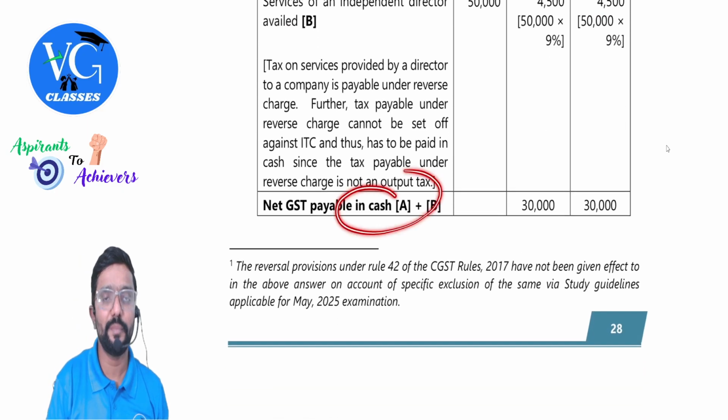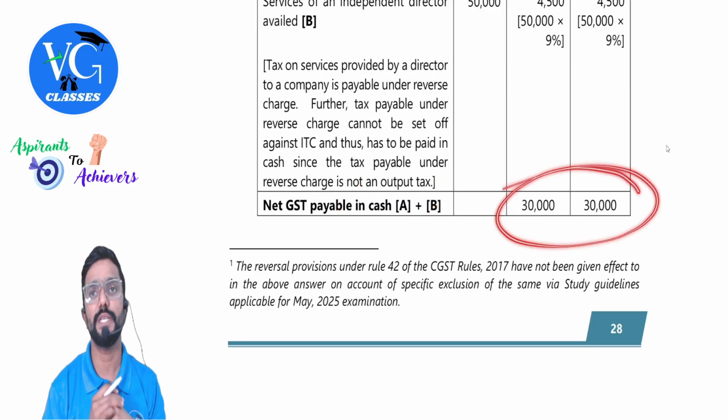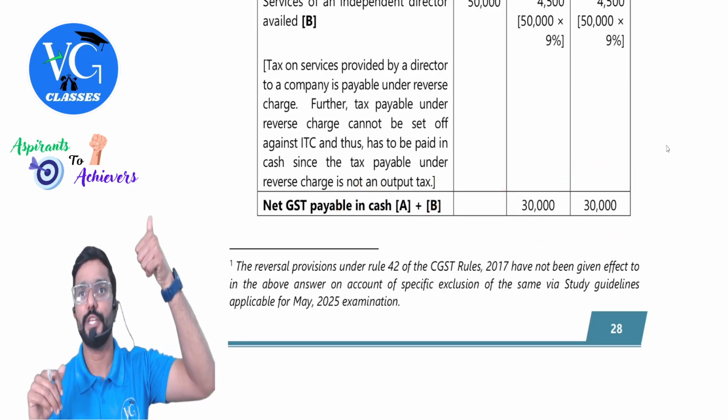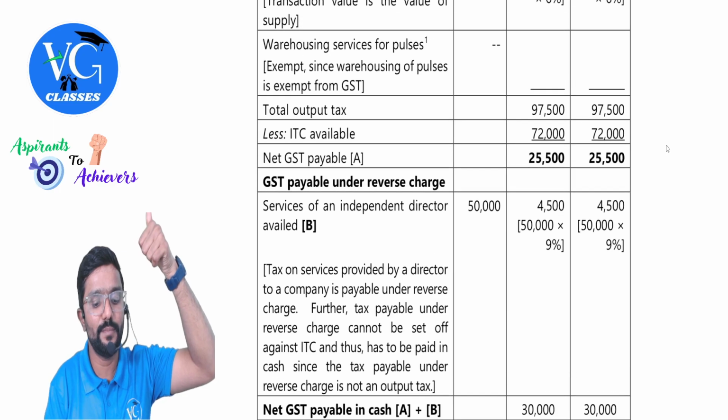So the amount to be paid through the electronic cash ledger is 30,000. 30,000 each. Hope you got it. Especially this step, please be careful.